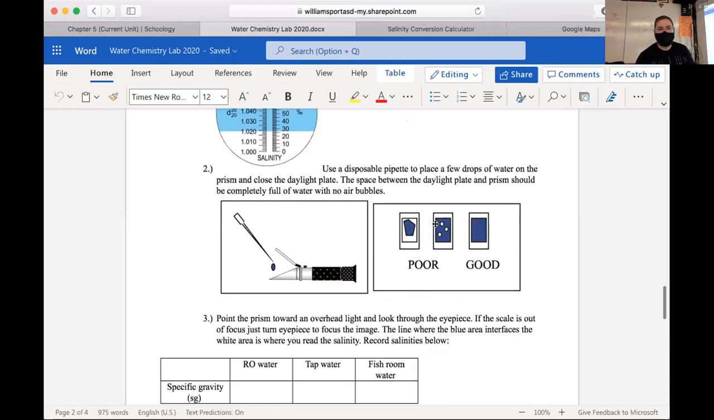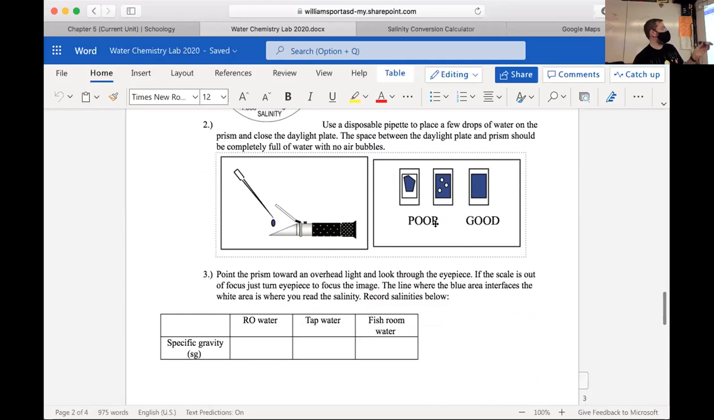There's an illustration about what your goal is. When you look through this part here on the outside, you want to make it so that it's really dark. It's got a lot of water underneath where it says good. If you don't have enough water, it'll be blotchy or there'll be air bubbles, and it makes it difficult to read.